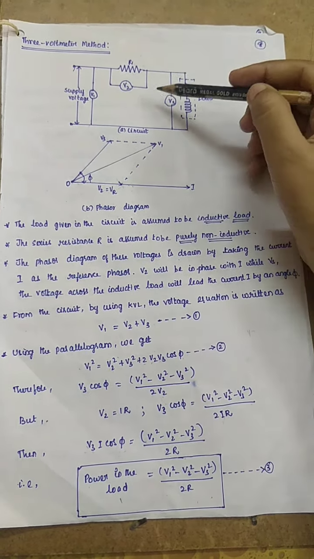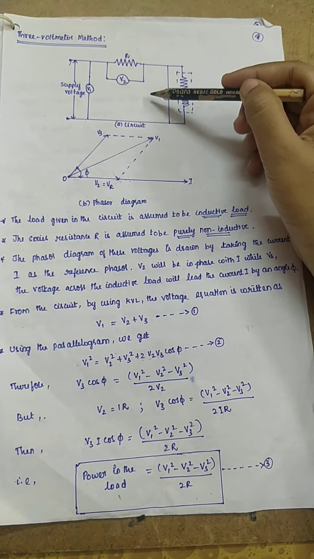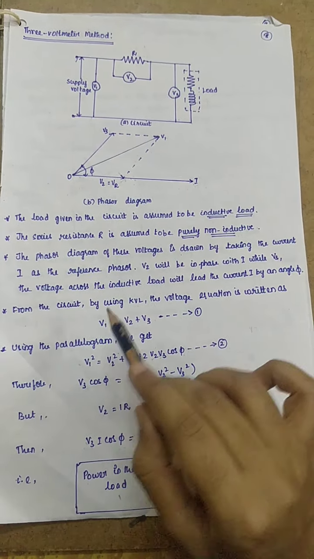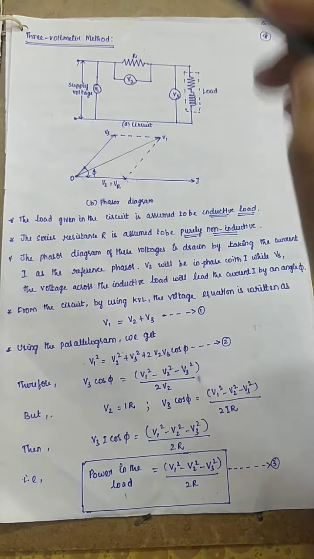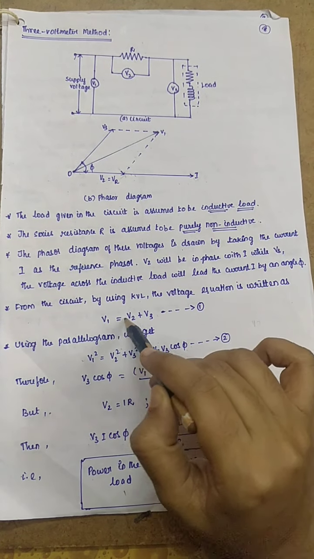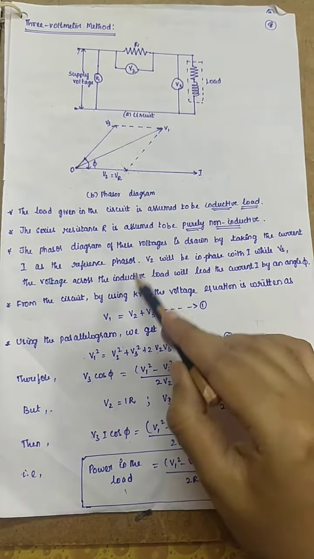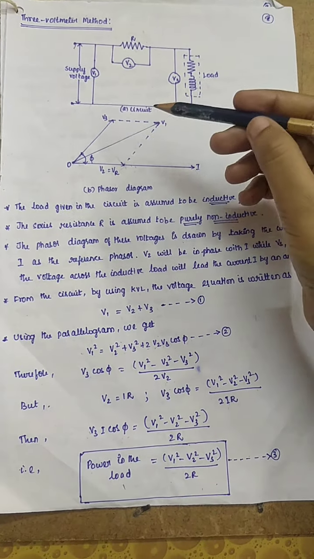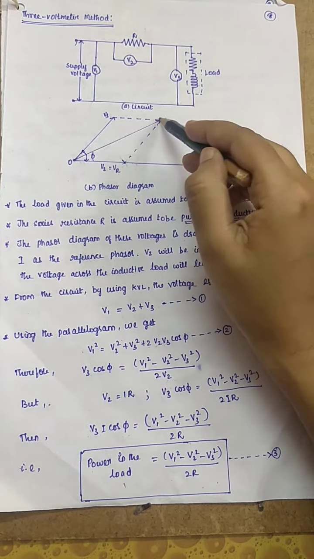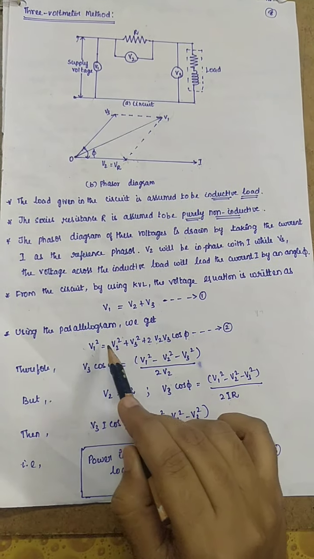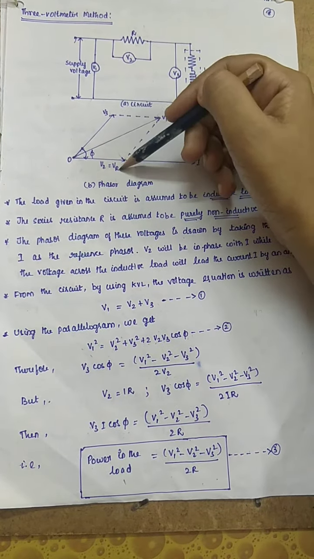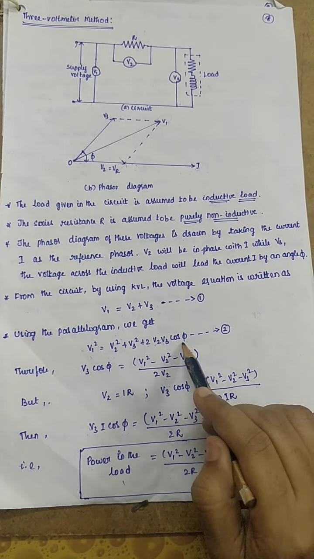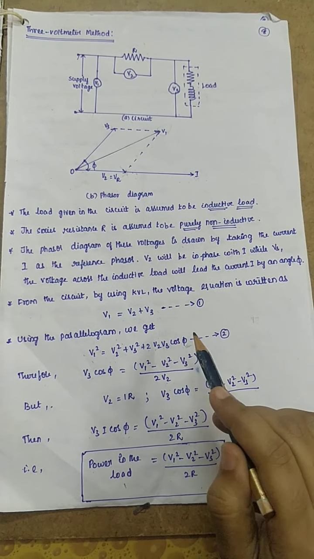From the circuit, by Kirchhoff's voltage law, potential rise is equal to potential drop. That is, the potential rise V1 is equal to the potential drop across the loads, V2 plus V3. Now from the phasor diagram, let us see how to get the power. The resultant phasor gives V1 square, which is equal to V2 square plus V3 square plus 2 V2 V3 cos phi. This is the formula for a parallelogram.